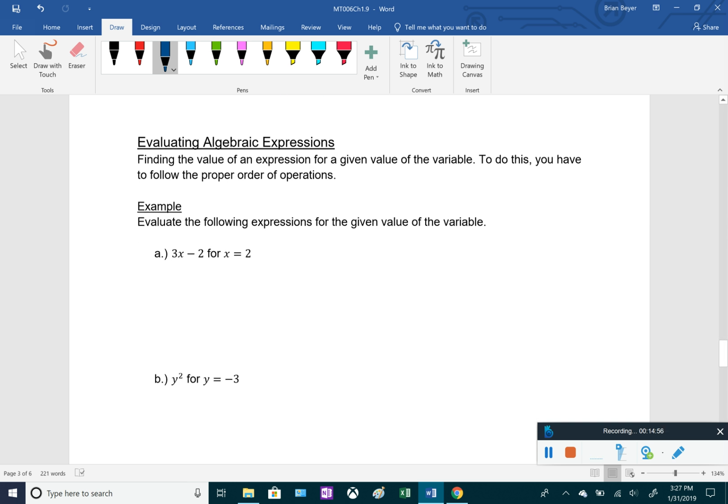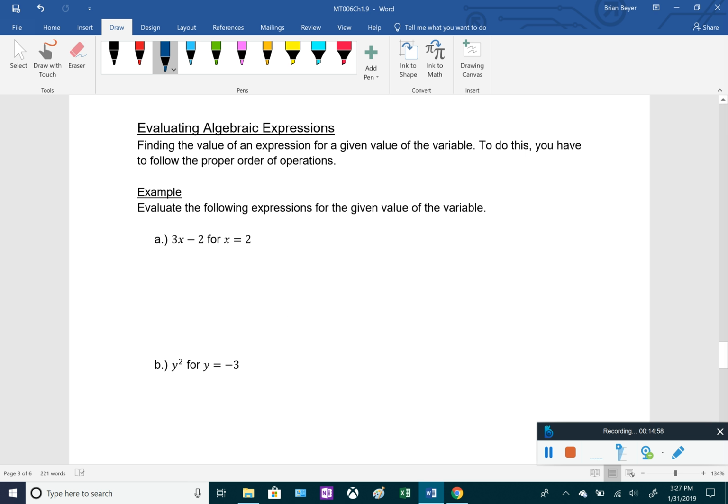Okay, so for the last thing here, or one of the last things, evaluating algebraic expressions. So we're pretty much going to be doing the same thing with one step added in the beginning. We're going to be finding the value of an expression that has a variable in it, and we're going to be told what value of the variable we want to substitute in for it. And to do this, we just substitute in for the variable, and then we just use the proper order of operations.